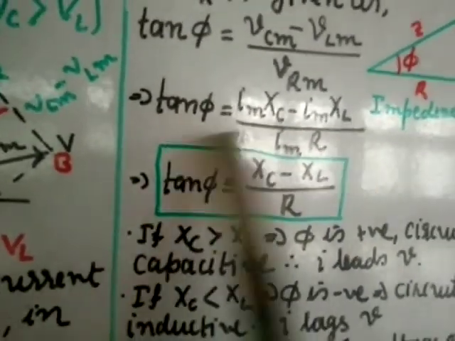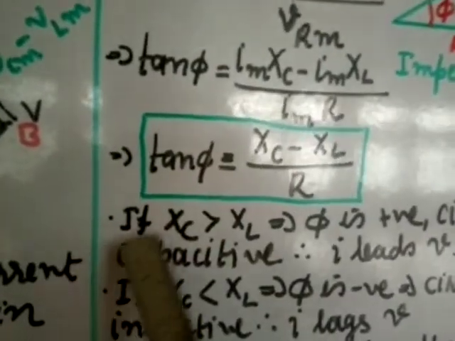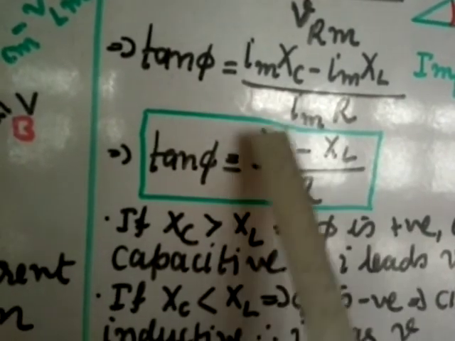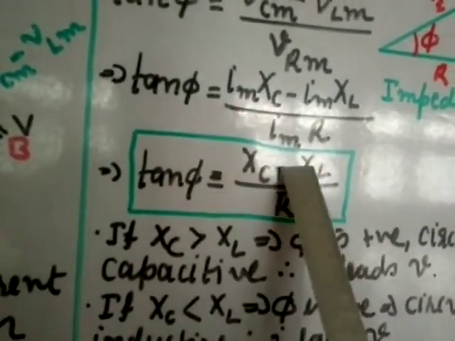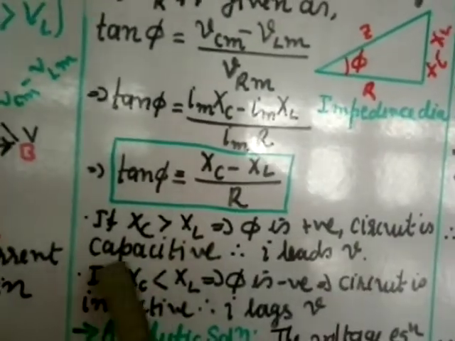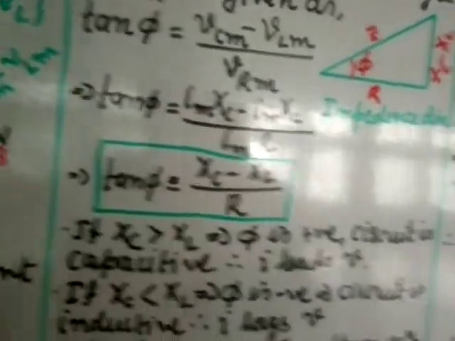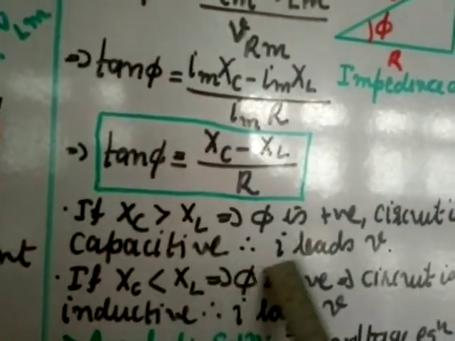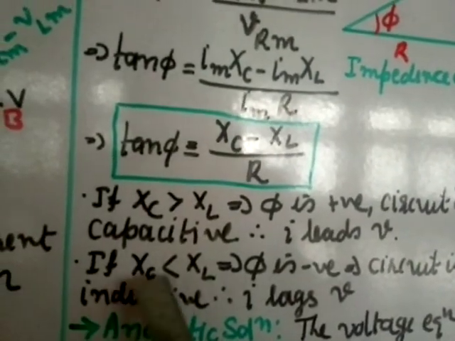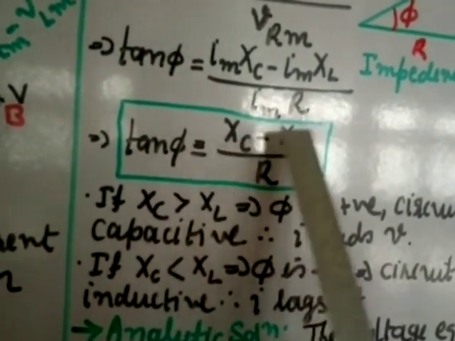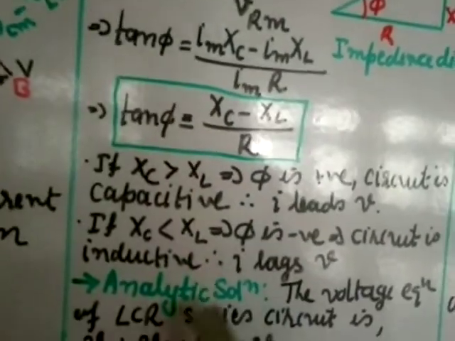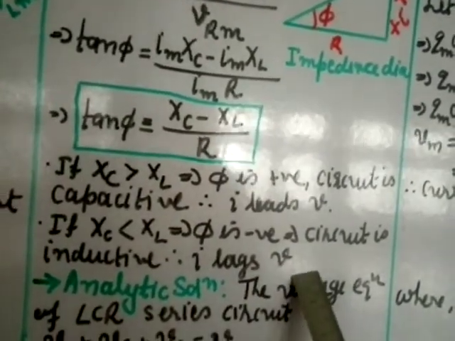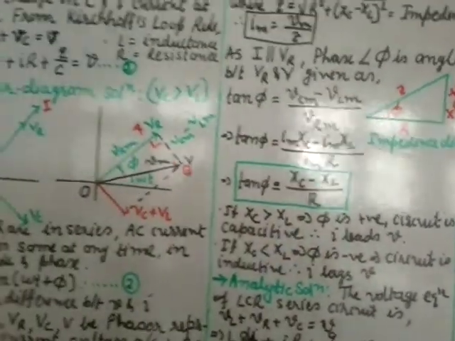Now some conclusions from here. If XE is greater than XL, this answer will be positive, because this is greater than this. So phi is positive, so the circuit is capacitive. The capacitor is the leading one, so this circuit will become capacitive. Therefore, current leads voltage. If XE is less than XL, this XE is smaller than XL, then this answer will be negative. So phi will become negative. Then phi is negative, the circuit is inductive, and current lags voltage. So this is the solution by phasor diagram.